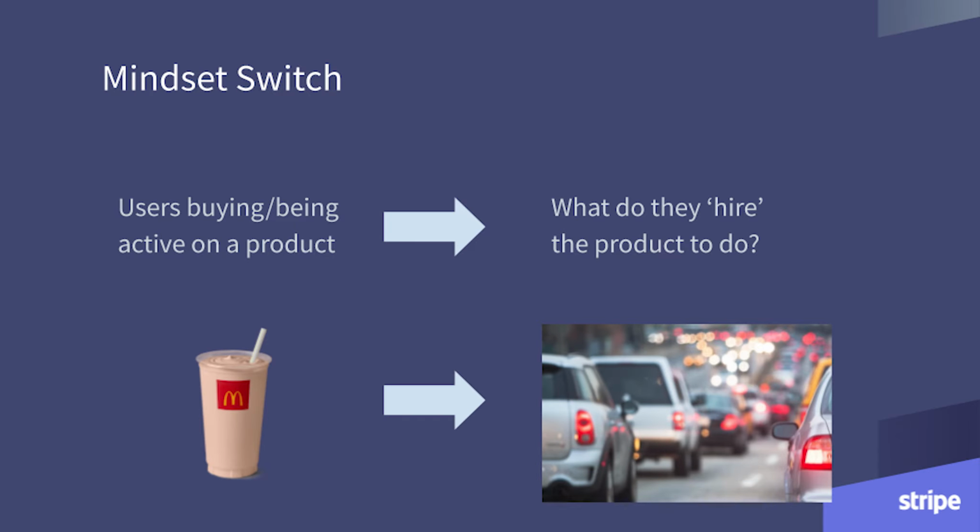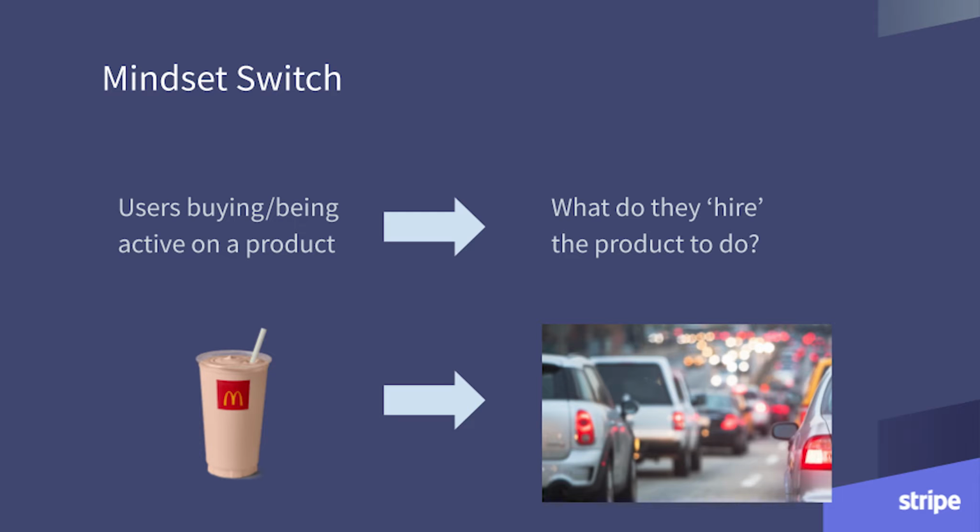And what this actually means is instead of tracking whether users are buying or being active on your products, you should really drill down into what they are really trying to hire your product for. There's one classic example around milkshakes. Researchers did milkshake research for a specific fast food chain, trying to figure out why people would buy the milkshakes.